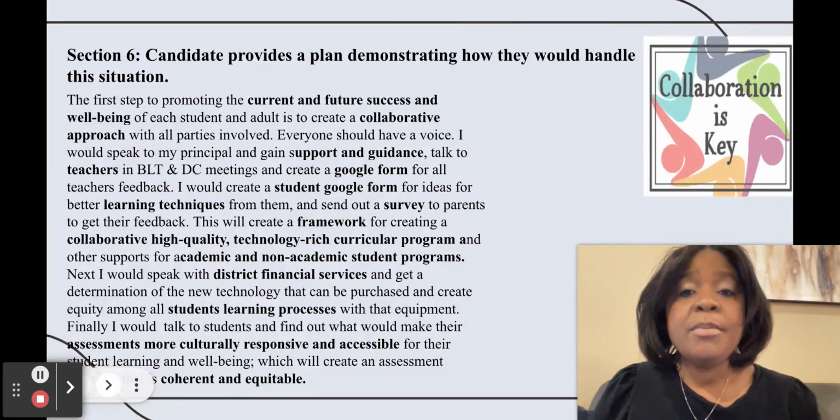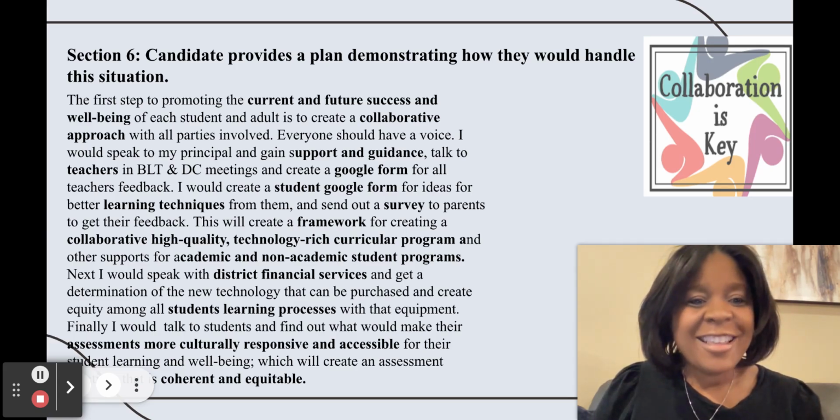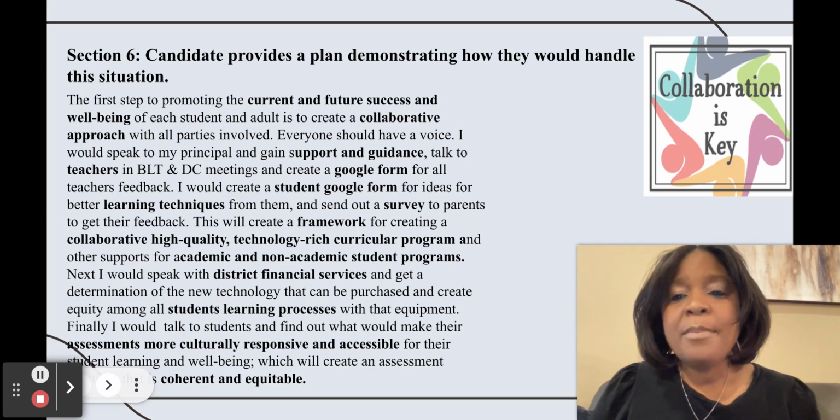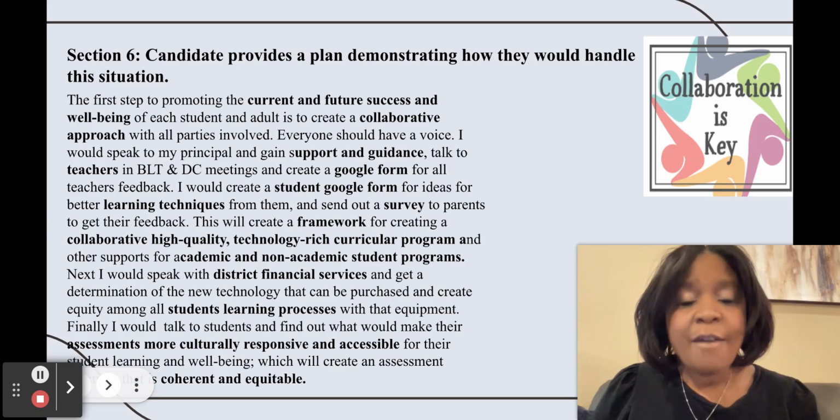Section 6, candidate provides a plan demonstrating how they would handle the situation. I believe collaboration is key. The first step to promote the current and future success and well-being of each student and adult is to create a collaborative approach with all parties involved. Everyone should have a voice.